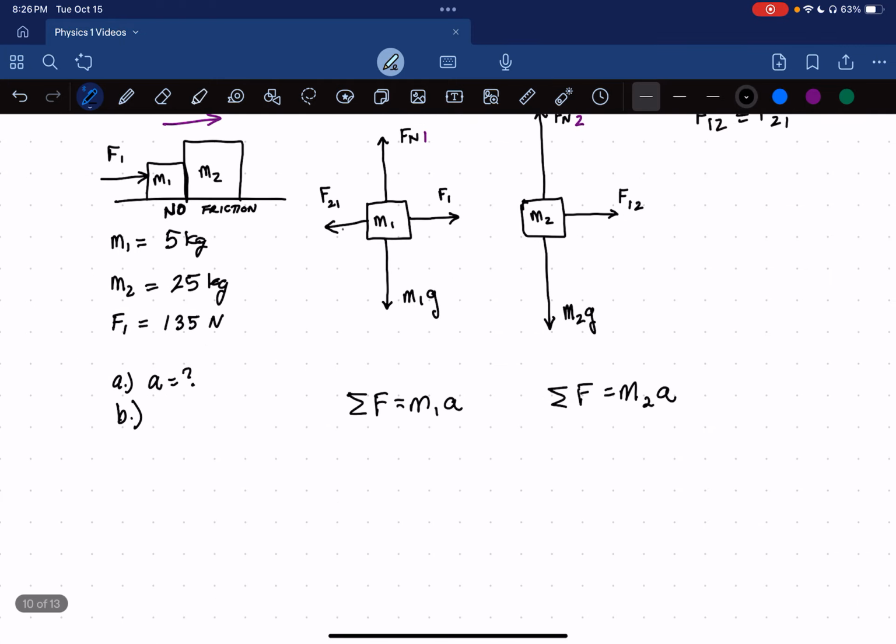So the forces that are relevant to the acceleration of mass 1 are F1 and F21. Now it's accelerating to the right, so we should put F1 first, and then it's accelerating this way, so that's the only force we need to put, F12, in this equation. So let's write that. It's F1 minus F21, F of 2 on 1, equals m1a. And over here we would write F1 on 2 equals m2a.